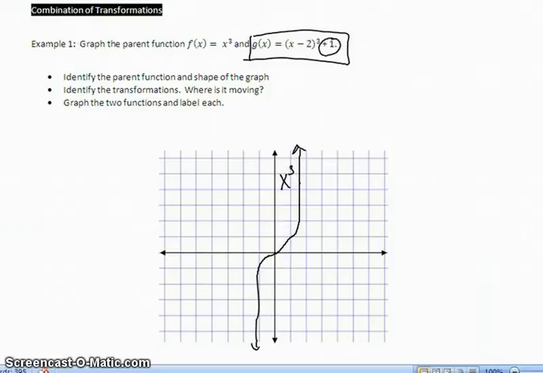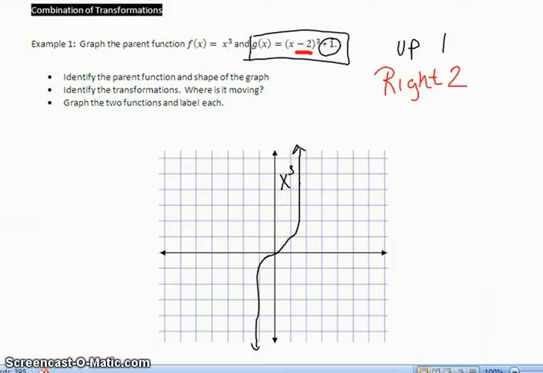Looking at g of x, first off, I've got plus 1 on the outside of the function. So plus 1 on the outside tells me up 1 from the origin. Next, I have minus 2 here on the inside of that function. Normally I would think I'd go left with that minus, but inside I remember it's the opposite direction, so I'm going to go right 2.